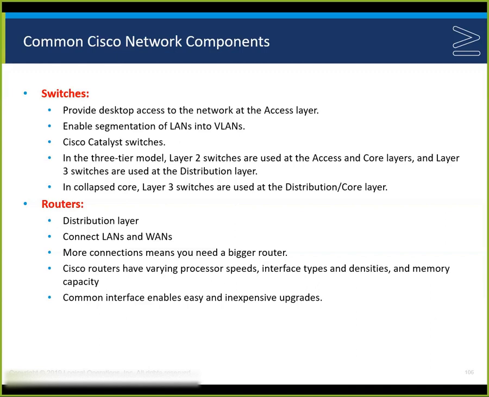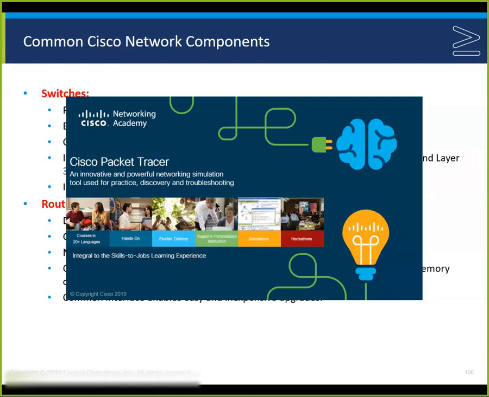Routers are going to be at the distribution layer if we use all 3 of these, and they're going to connect local area networks together, IP networks together. It could be LANs or it could be wide area networks. More connections, bigger router. If we have more data to process, the more expensive a router we're going to need for these things.